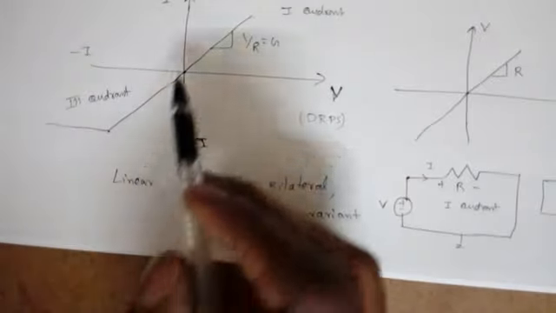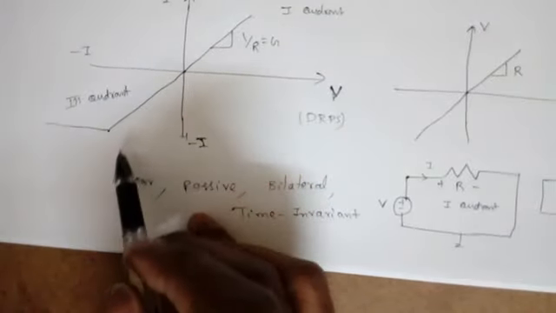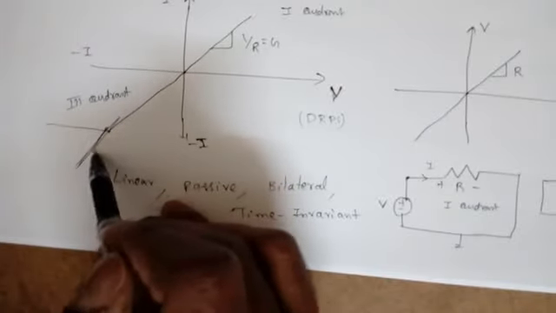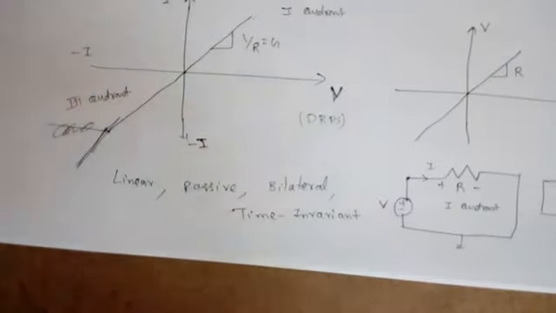Or we can say these are linear also, because these should be a straight line from infinity to infinity. So just remember those points. Next we will see the power and energy in the resistance.